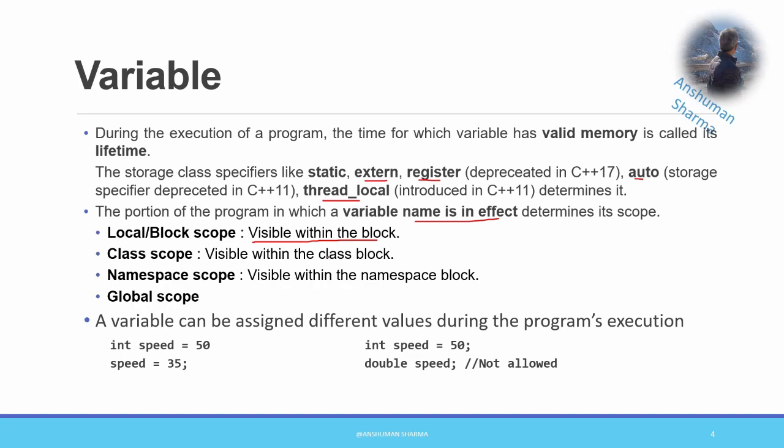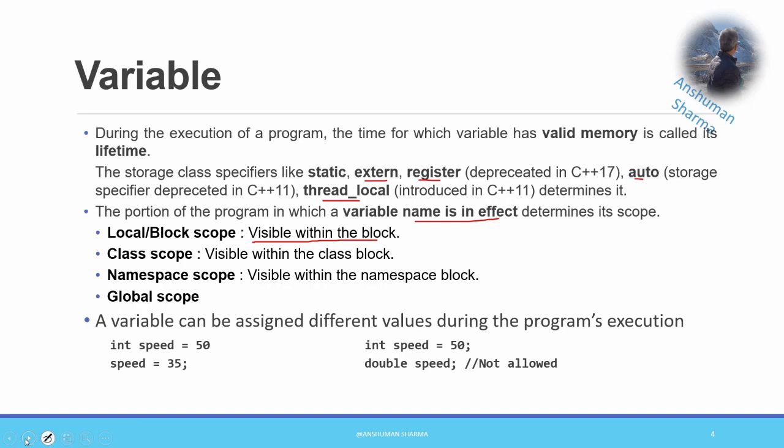Then we have class scope. Class scope means the variable is visible only in the class definition, and as it goes out of the class, its scope diminishes. Accessibility of the member is further controlled with the help of access specifiers, and we will discuss that while going through the lecture on classes. Next, we have namespace scope. Namespace scope is visible within the given namespace, and may stretch across multiple scopes.